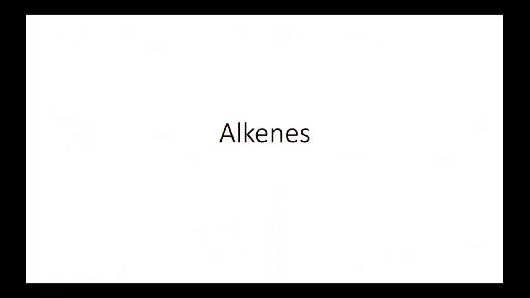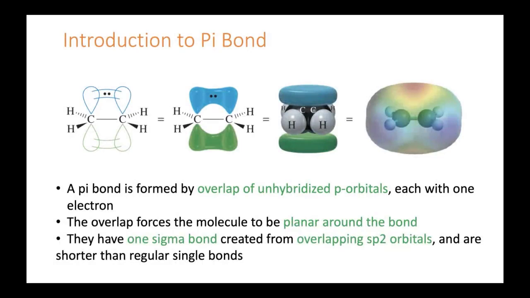All right. We are now on alkenes. So this is your final chapter. Introduction to alkenes. So a pi bond is formed by overlap of unhybridized p orbitals, each with one electron. I'm going to try to move a little bit quicker because we are at 11:15. The overlap forces the molecule to be planar, so we need to have this planar overlap, and so we are locked in a position. We cannot rotate.